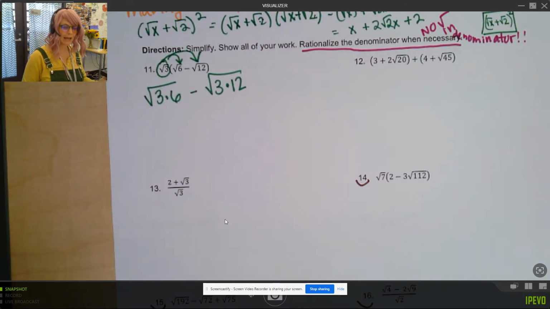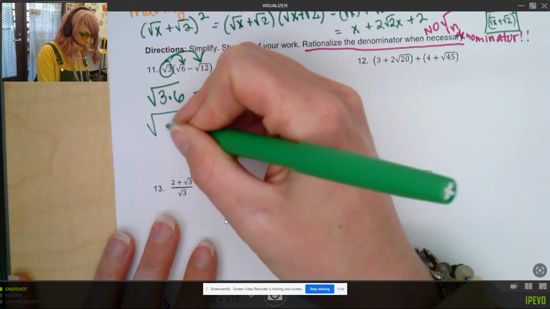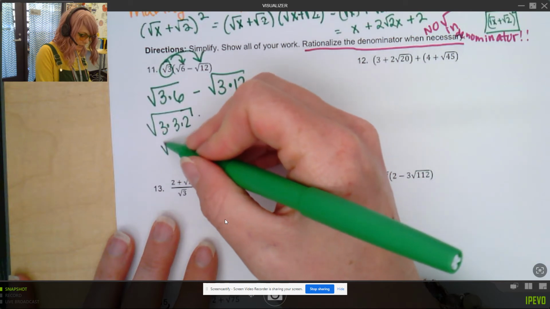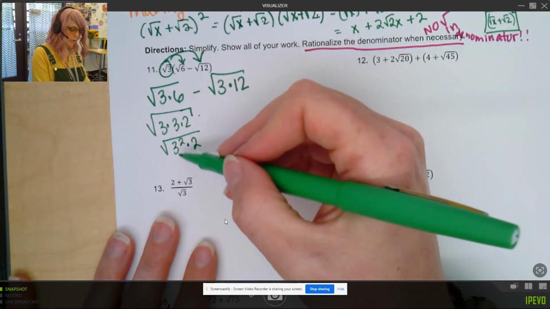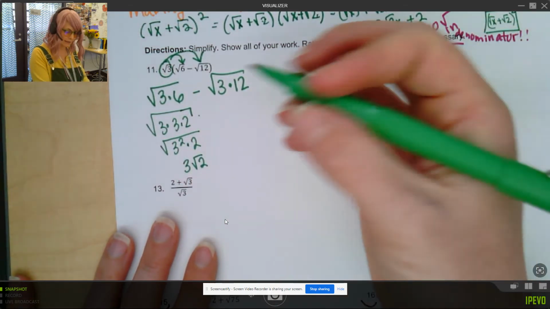Now that we have these, I can break these up to find my pairs. So I know 6 is 3 times 2, and I already have this 3 here. So from here, square root of 3 squared times square root of 2. Pull out the 3 squared, it becomes a 3, and square root of 2 is left on the inside.